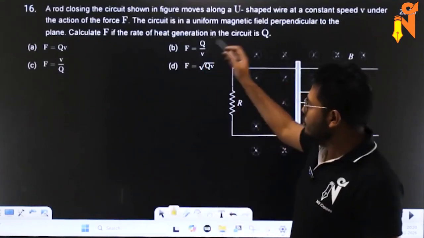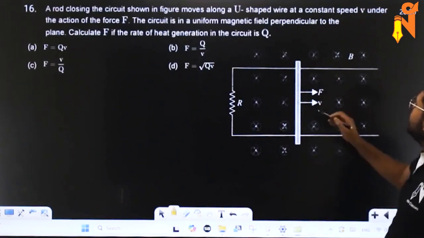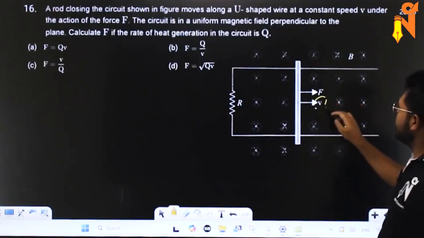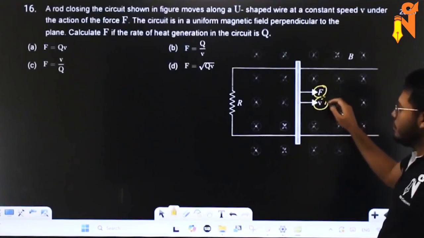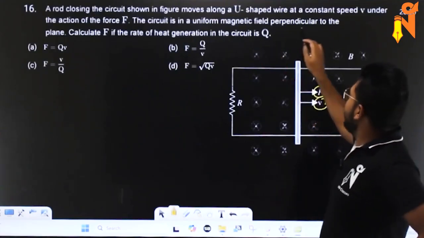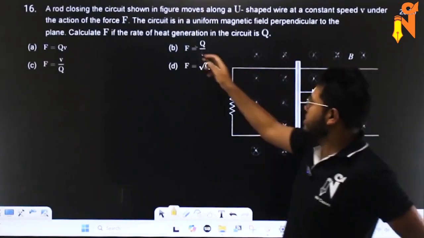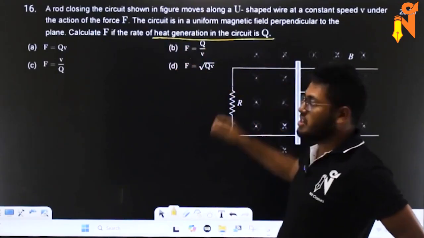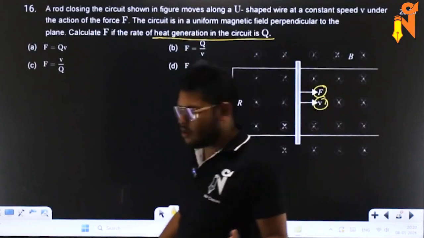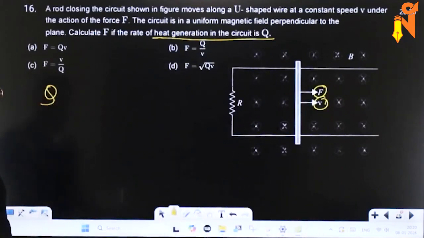A rod closing the circuit shown in the figure moves along a U-shaped wire at a constant speed V. Okay, constant speed V. So we'll have to apply some constant force also externally, right? Indeed. The circuit is in a uniform magnetic field perpendicular to the plane. Calculate F if the rate of heat generation in the circuit is Q. Rate of heat means basically they are talking about the power.